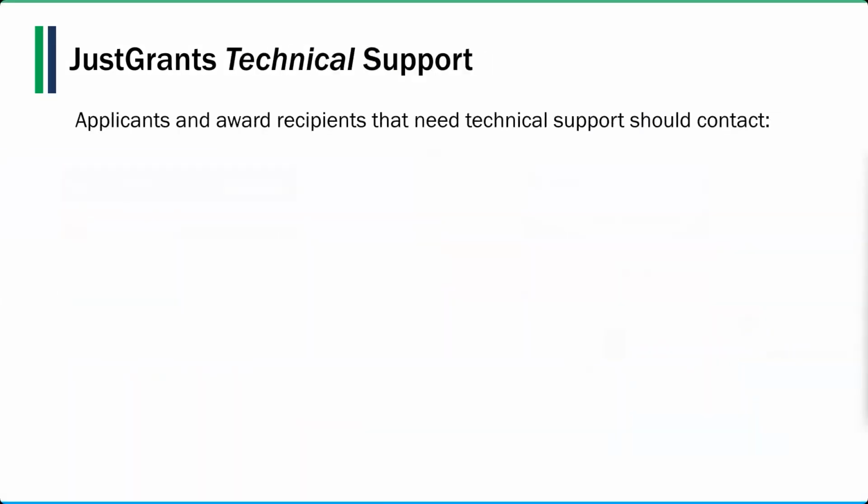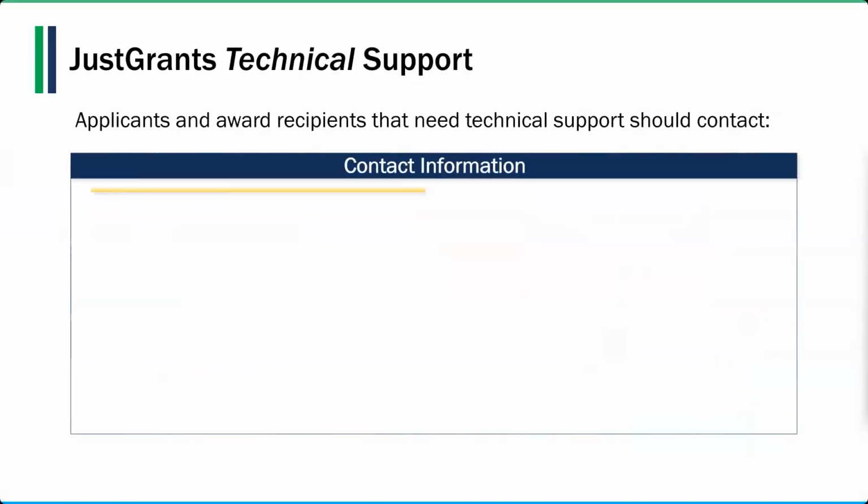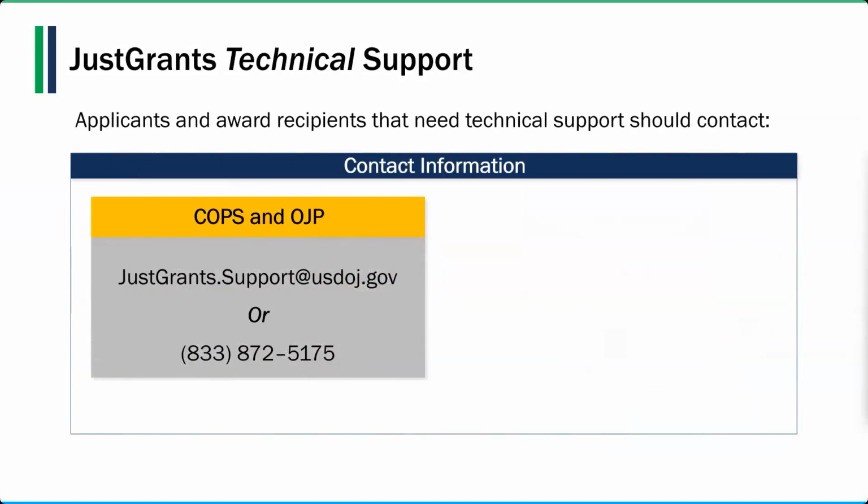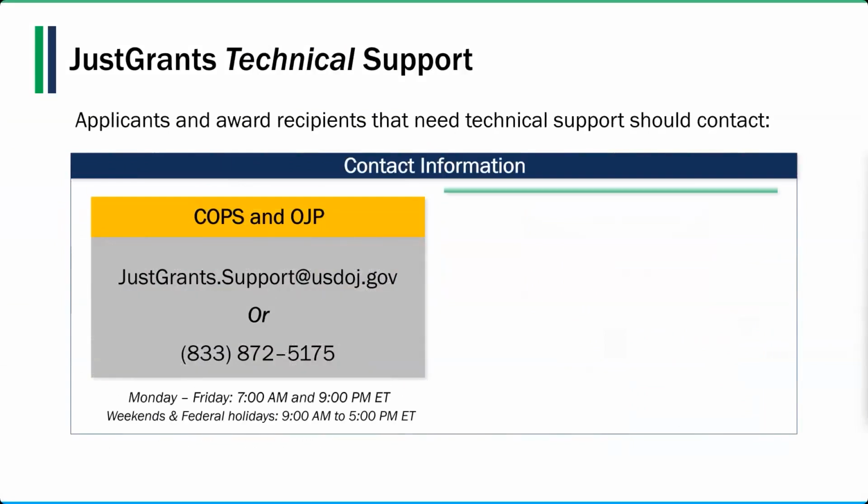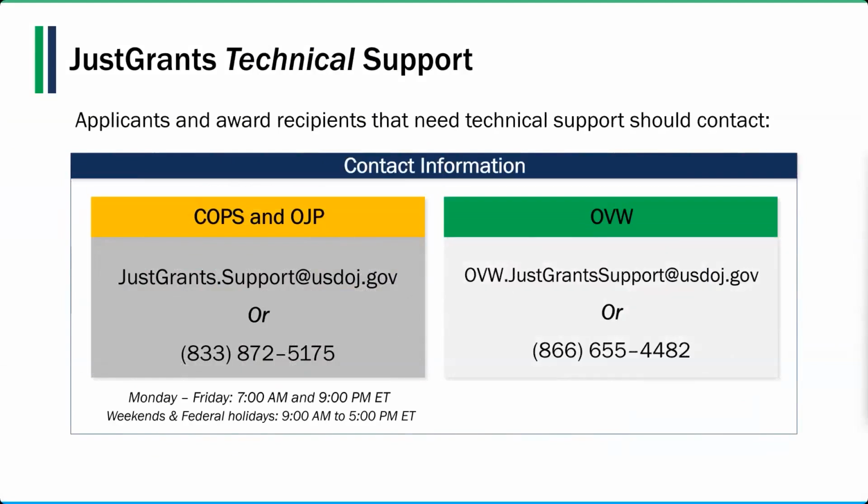Now, JustGrants technical support should be sent to the JustGrants technical support email. To contact COPS and OJP technical support desk, you can send them an email at justgrants.support@usdoj.gov. You can also call 833-872-5175 Monday through Saturday between 7 a.m. and 9 p.m. Eastern Standard Time, or between 9 a.m. and 5 p.m. Eastern Standard Time on Sunday and federal holidays.